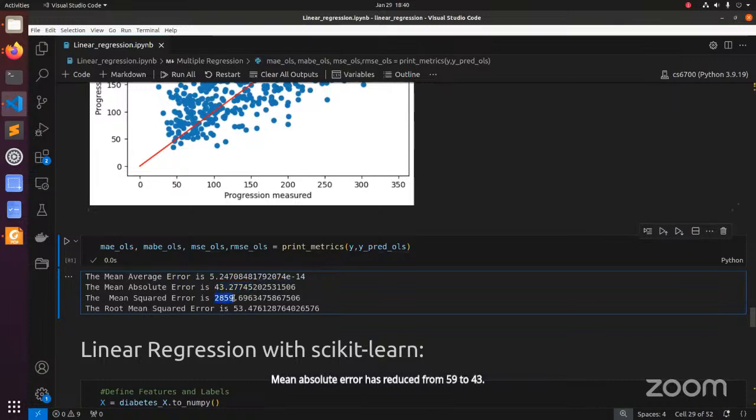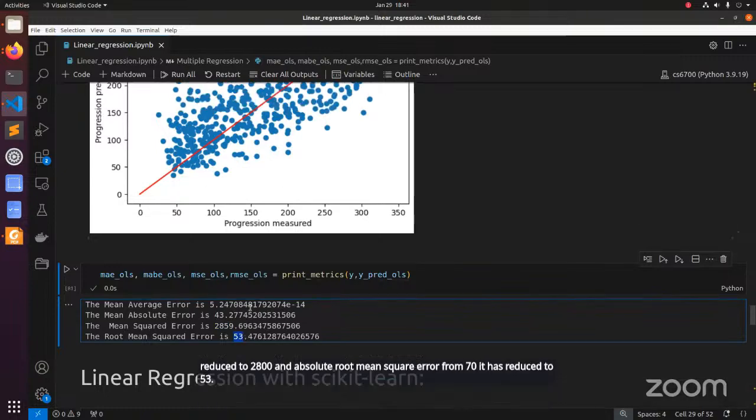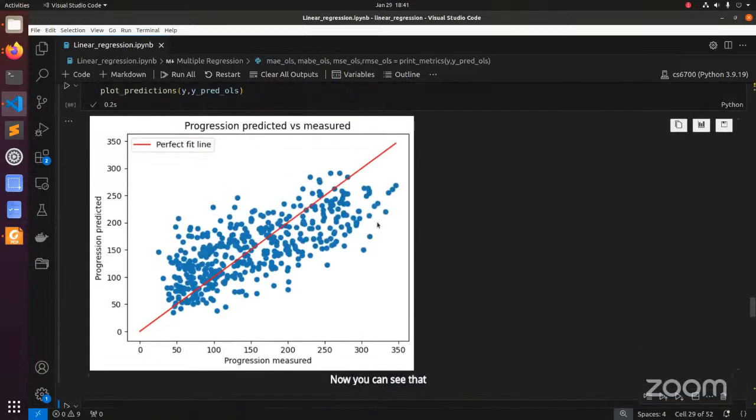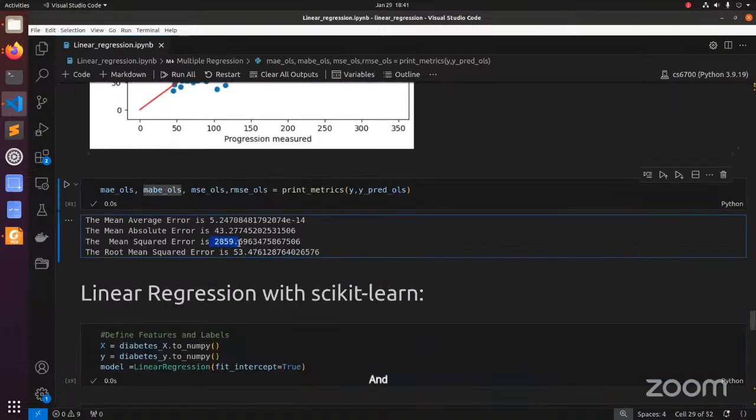Squared error from 5000 has reduced to 2800, and root mean square error from 70 has reduced to 53. Now you can see that you will prefer this model over the previous one. Visually, it also seems correct because the predicted and the measured have started to match this red line. And in the metrics, you see that the numbers are much lower than the previous errors.